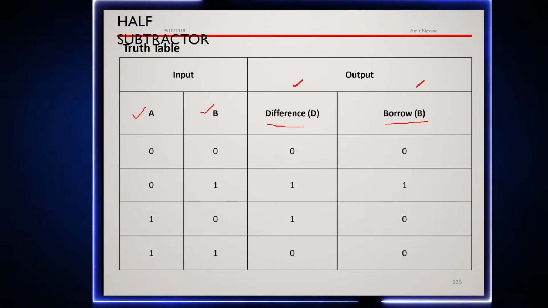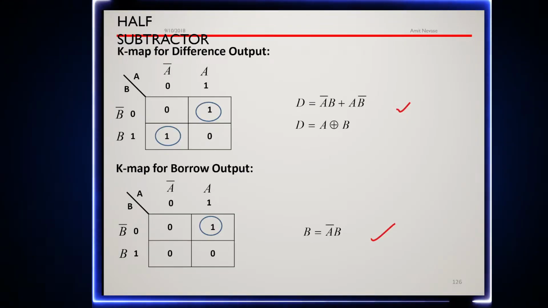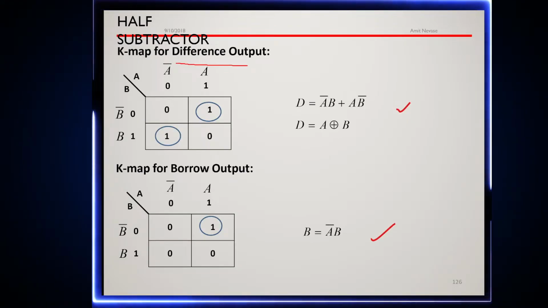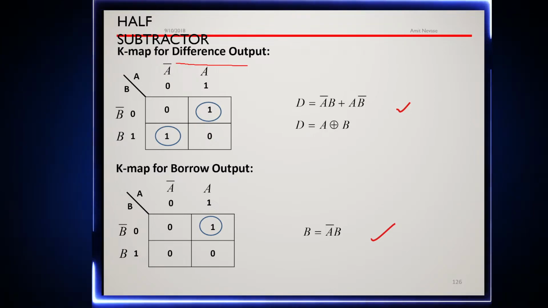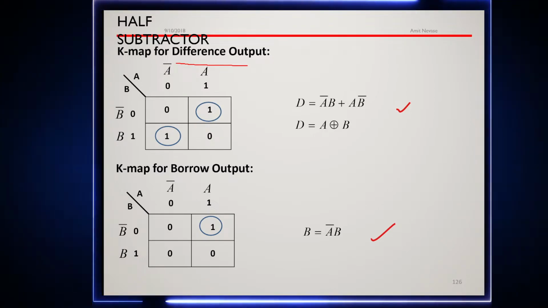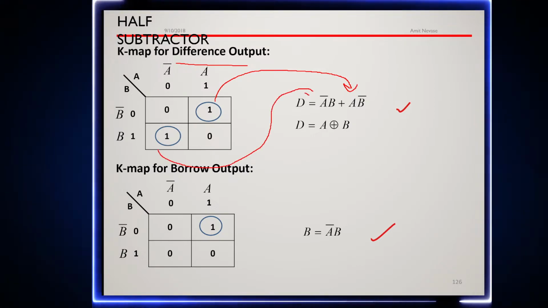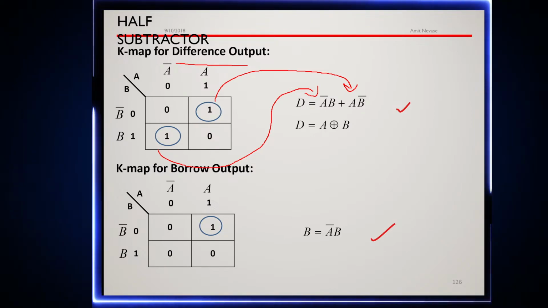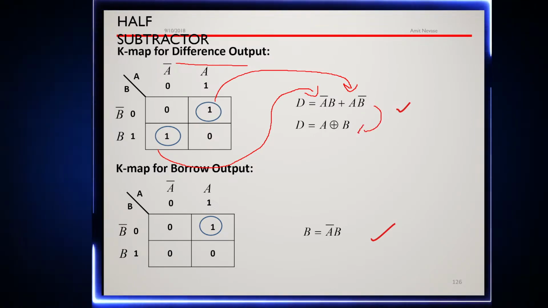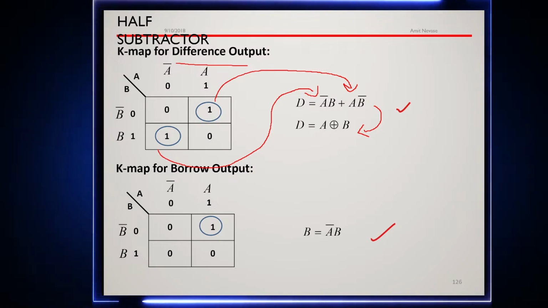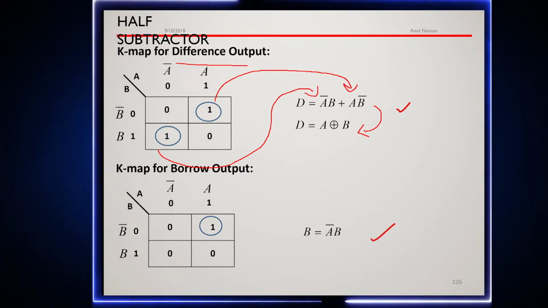Now from this truth table, let's draw a K-map. You can see over here for the difference equation, this is the K-map. And based on this K-map, this is nothing but A B bar, and this is nothing but A bar B, right? This is nothing but equivalent to A XOR B. So the output equation for difference is nothing but A XOR B.